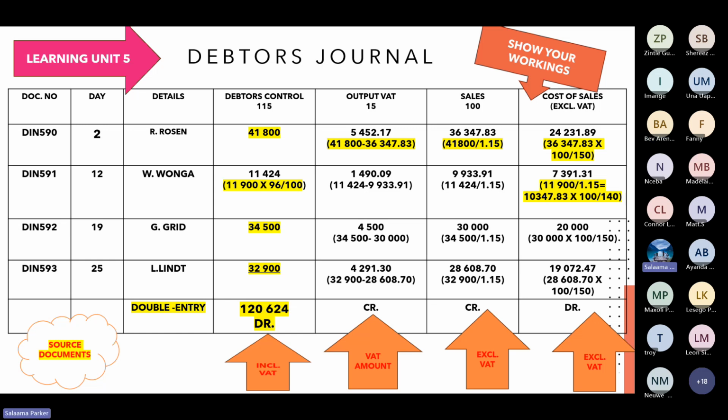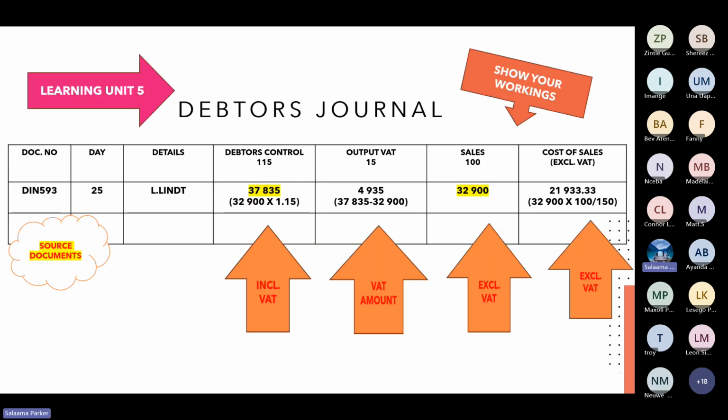Perfect. Thank you. Okay, what I've done is I've just given you another scenario where, for example, now they have given you the exclusive VAT amount. Okay, so also take note that in the exam, they could give you the exclusive amount, and you now need to calculate the inclusive. So please remember, exclusive will go to sales, and into the debtors control will be the inclusive amount.